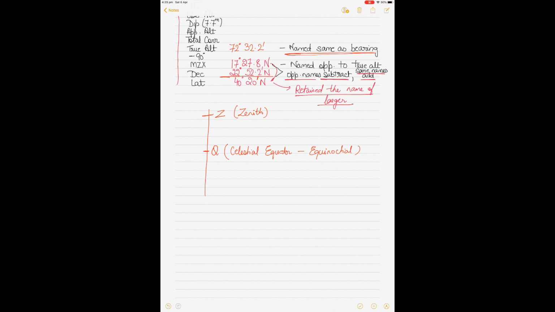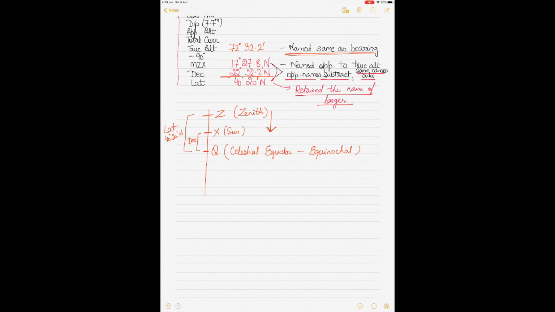Now you draw the sun. The sun's latitude is the declination. So this ZQ becomes the latitude, 40 degrees 20 minutes north, and QX, the celestial body, is denoted by X. This becomes the sun, and the declination is 22 degrees 52.2 minutes, so this distance here becomes the declination. Now you see that the body is bearing south of you.